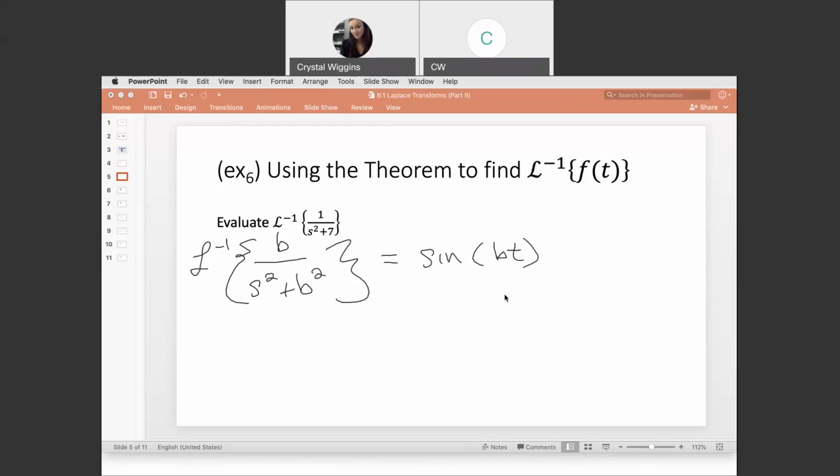Well, the s variable is straightforward, but for the b, we have to try to make it work where the numerator will be a 1 and in the denominator, the b squared is a 7. So we have the Laplace inverse of 1 over s squared plus 7. And we need, again, to manipulate the b. So if we think about it, let's start with the squared first. We need b squared to be 7.